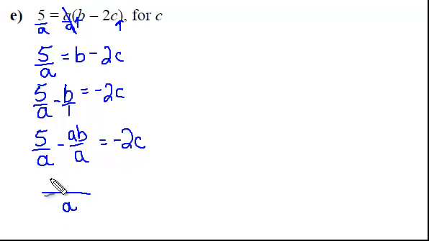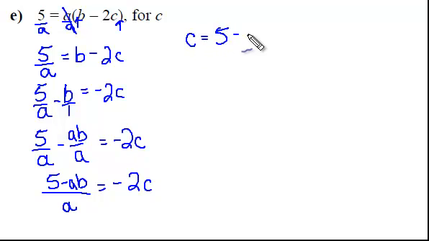And 5 minus AB, well, I can just write as 5 minus AB, because realistically I can't combine them. Equals negative 2C. Now I need to divide both sides of that equation by negative 2 in order to get C by its own. So I'm going to move up here where I have more room. If I do that, I'll have C equals 5 minus AB divided by A divided by negative 2.